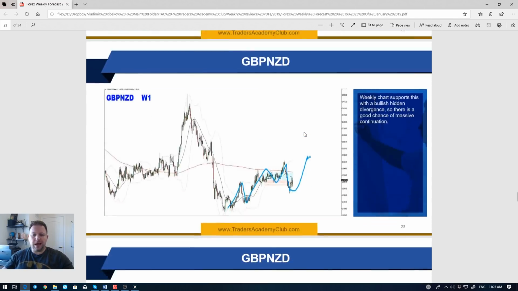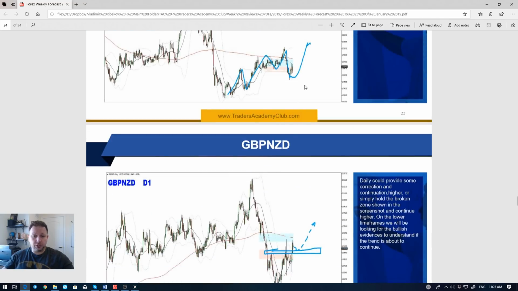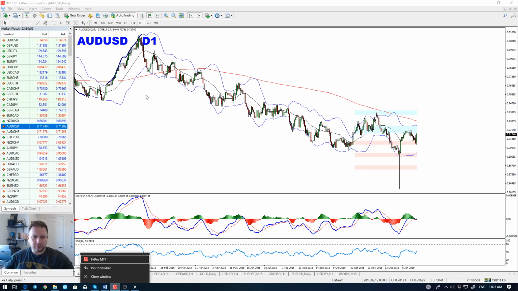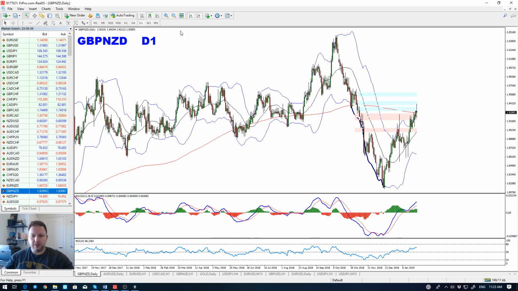Next one is the pound Kiwi. We have it for a very long-term bullish and the short-term bullish as well. So our plan was to get bounces upside. Let's take a look how it worked out for us. Pound Kiwi, right? So this was our plan, and we got it pushing upside.